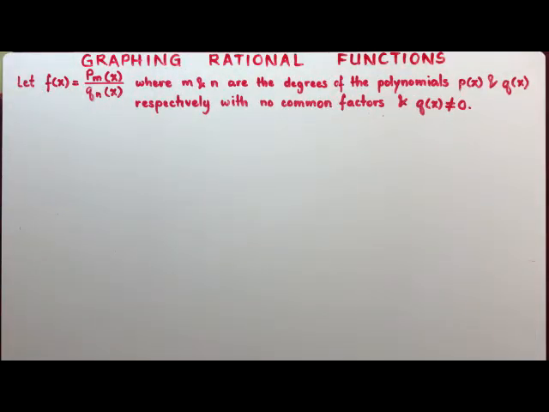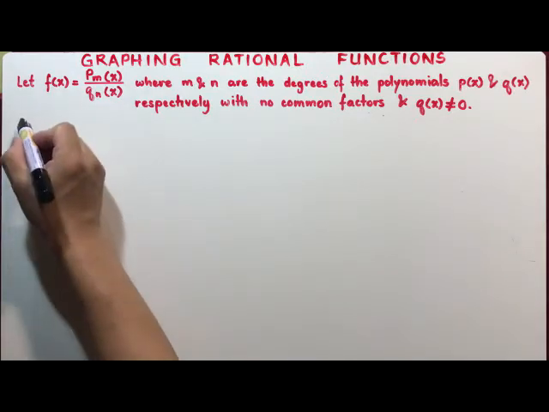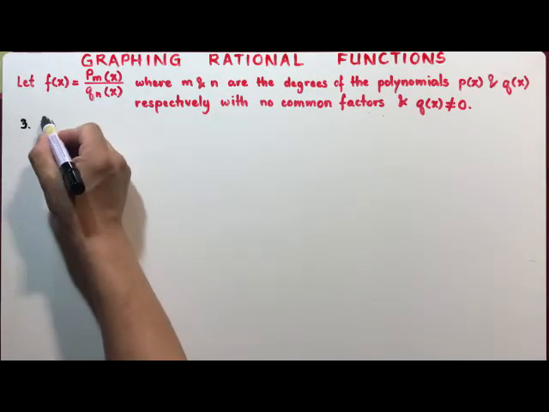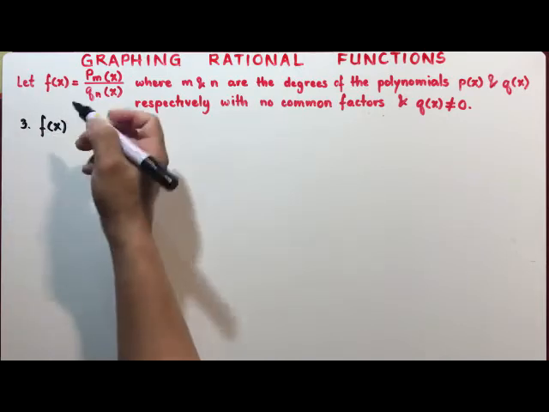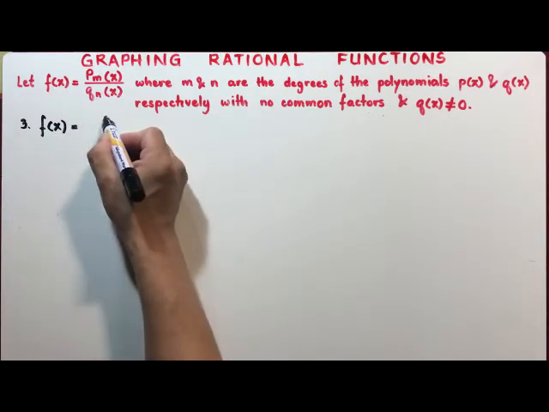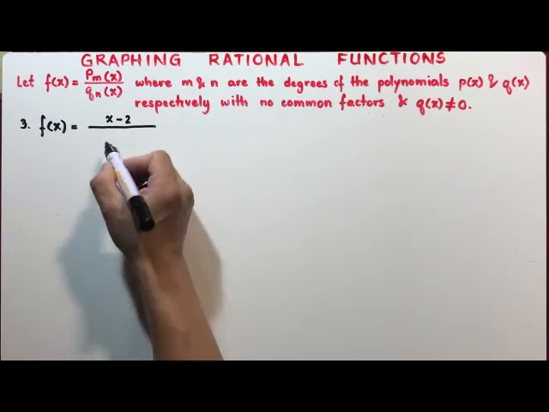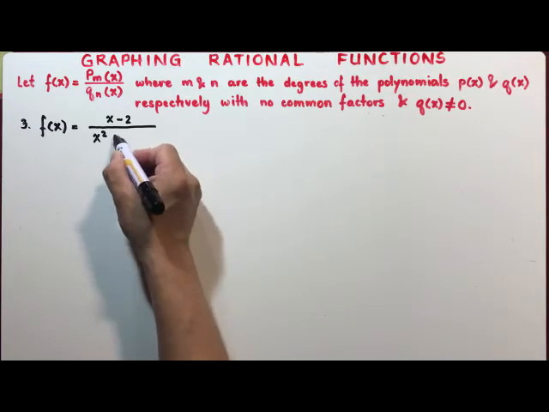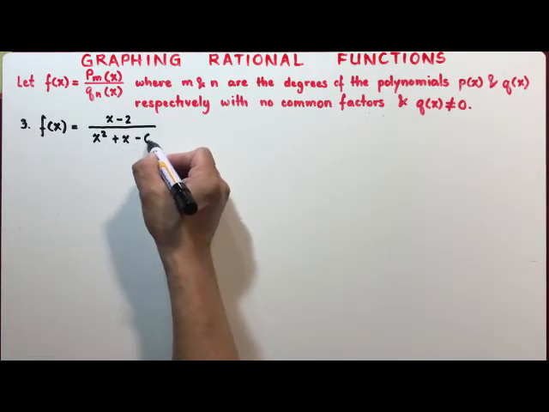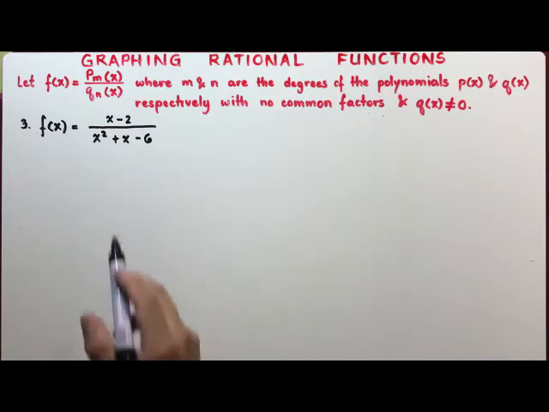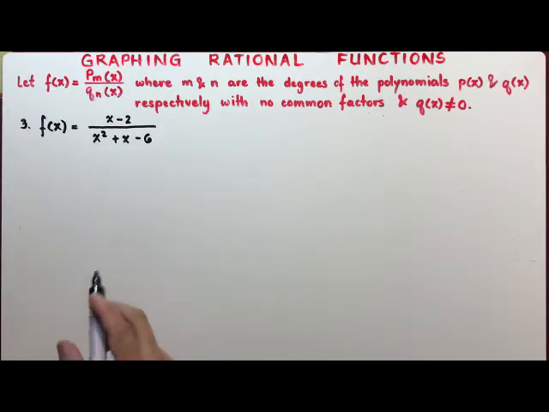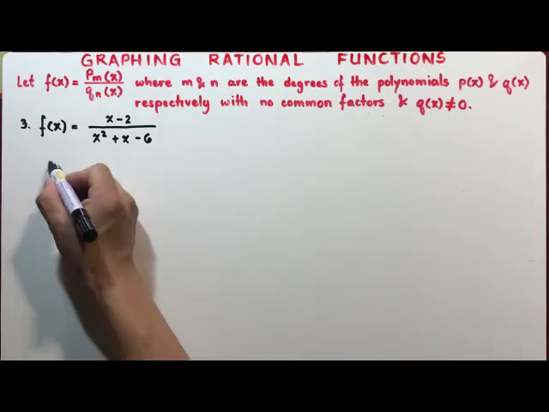So at this point, let's try another rational function. Suppose we have f of x equal to (x minus 2) divided by (x squared plus x minus 6). So what is the graph of this function? Because this is a ratio of two polynomials, we'll try to find out if there's a point of discontinuity in the graph of this function.